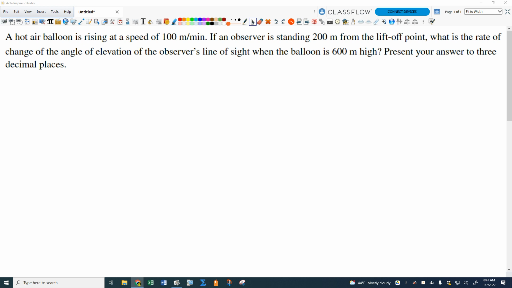Okay. All right, something like this. So a hot air balloon is rising straight up at a speed of 100 meters per minute. An observer is standing 200 feet from the liftoff point. What is the rate of change of the angle of the observer's line of sight when the balloon is 600 meters high? Okay. So our picture then would just look like this.